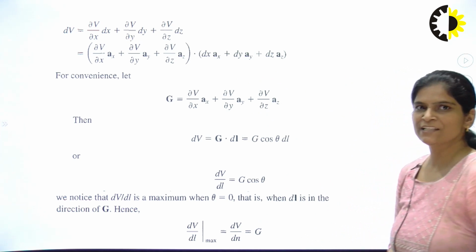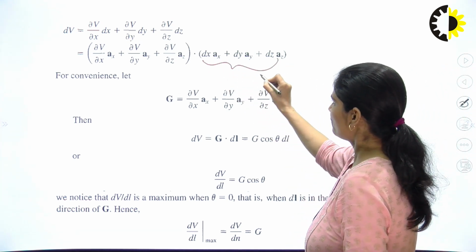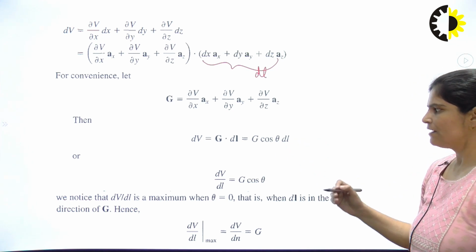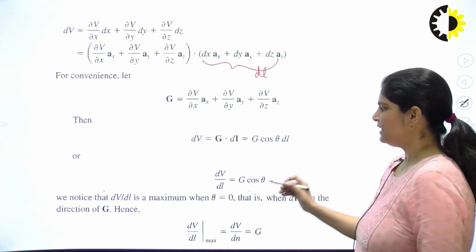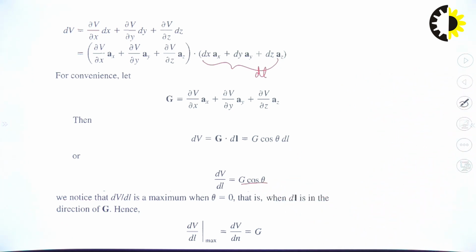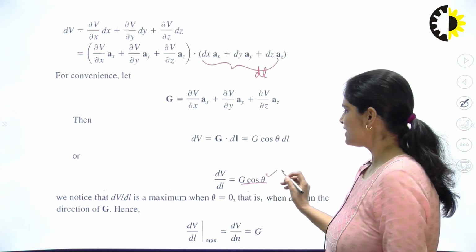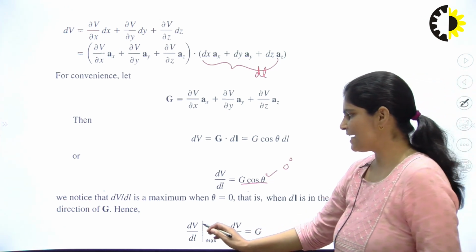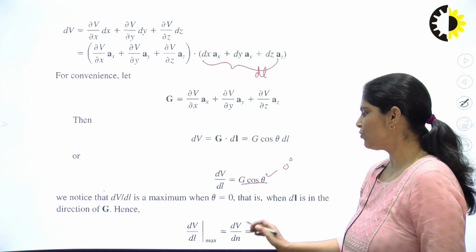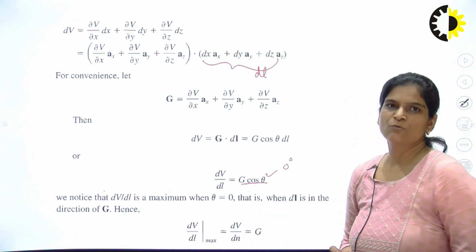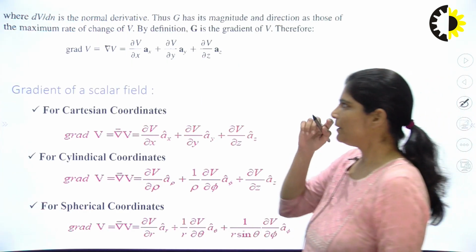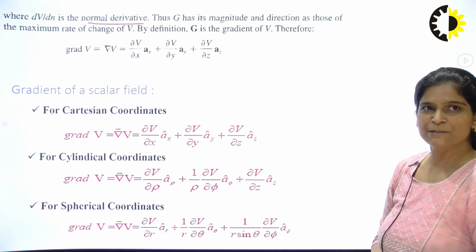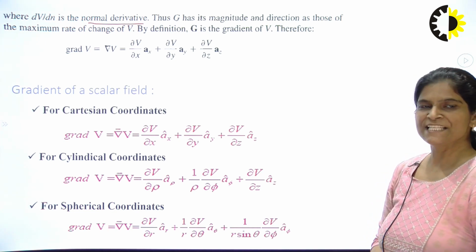As you already know, in Cartesian coordinates this is represented as dl. Now G dot dl is G cos theta dl. Now if you differentiate, dV upon dl is G cos theta. dV upon dl is maximum when theta is equal to 0 degrees. So you can calculate dV upon dl maximum when theta is 0, and dV upon dl is equal to G. Here dV upon dl is a normal derivative, thus G has the magnitude and direction of the maximum rate of change of V. Now G is the gradient of V.